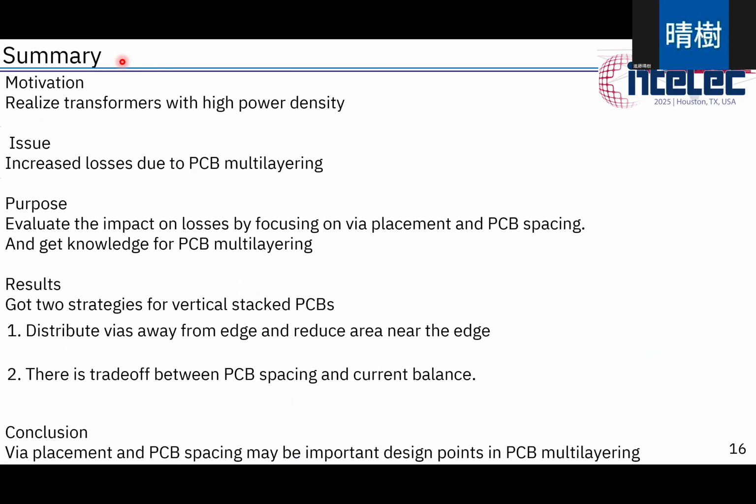So these are the summaries. We got two strategies for vertically stacked PCBs. The first is to distribute vias away from the edge and reduce areas near the edge. And there is a trade-off between PCB spacing and current balance. The conclusion is that via placement and PCB spacing may be important design points in PCB multilayering.